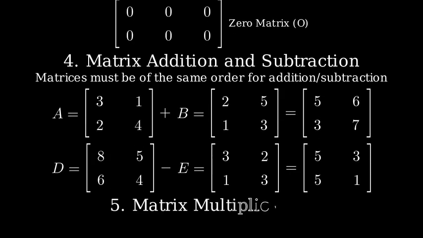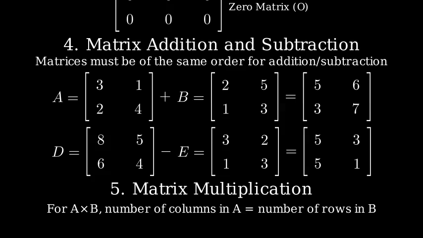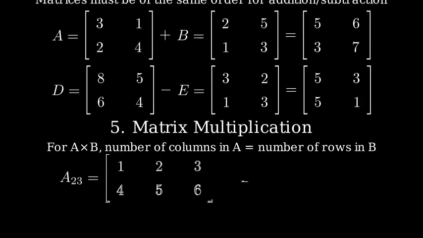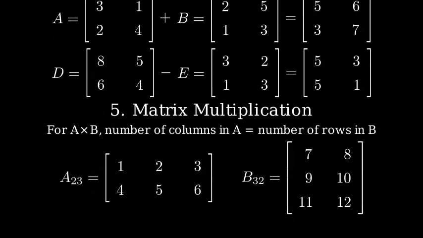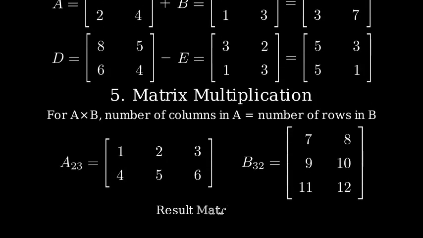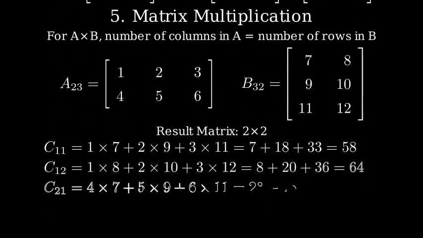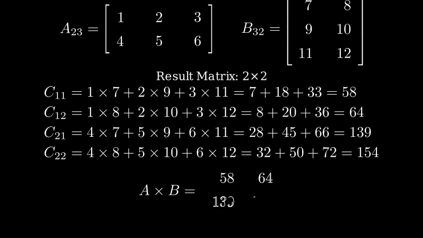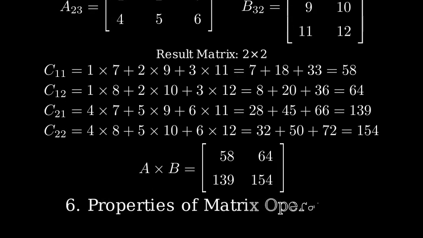Let's move on to matrix multiplication, which is more complex than addition or subtraction. For two matrices to be multiplied, the number of columns in the first matrix must equal the number of rows in the second matrix. Let's say we have matrix A with dimensions 2x3 and matrix B with dimensions 3x2. The multiplication process involves taking the dot product of each row of the first matrix with each column of the second matrix.